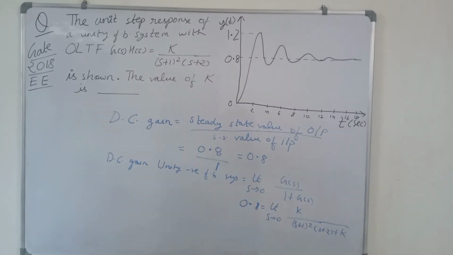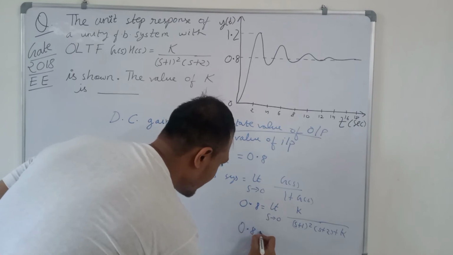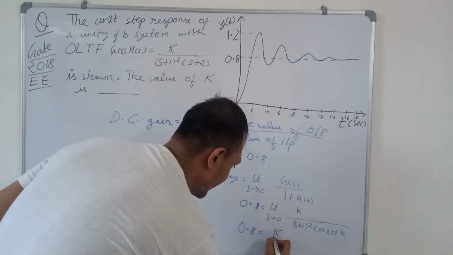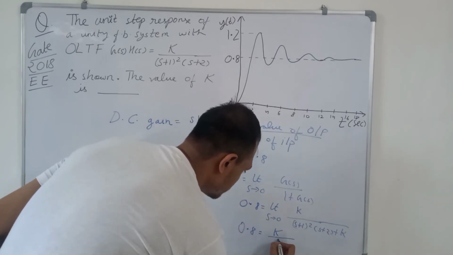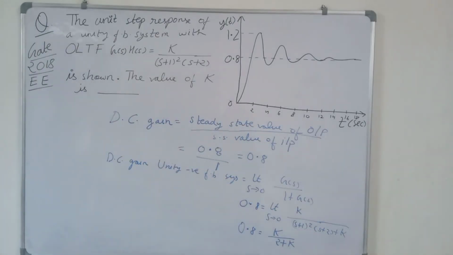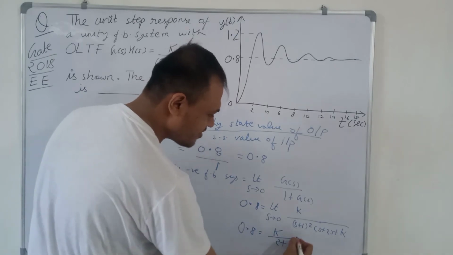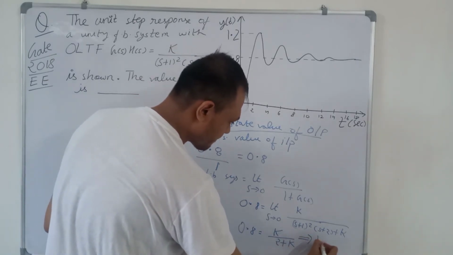So if you put s equal to 0 here, then this will be equal to k upon 2 plus k, and 0.8 will be equal to k upon 2 plus k. So again by this method, the value of k will be equal to 8.